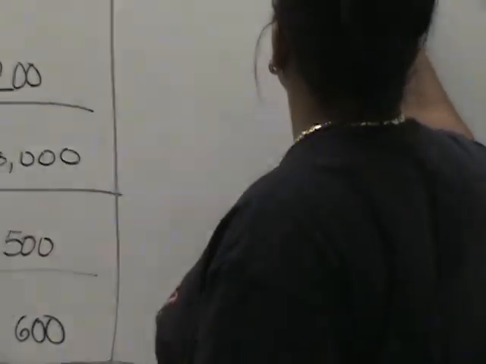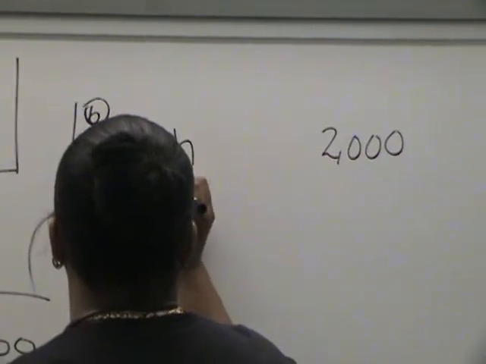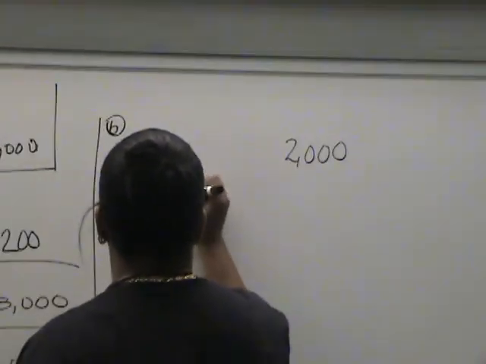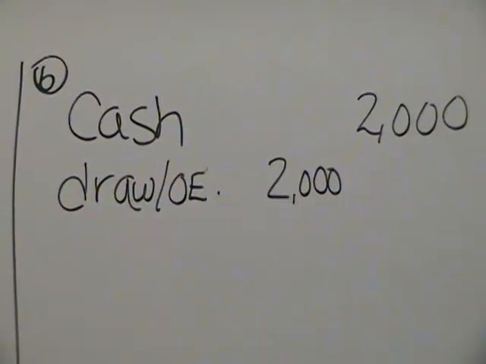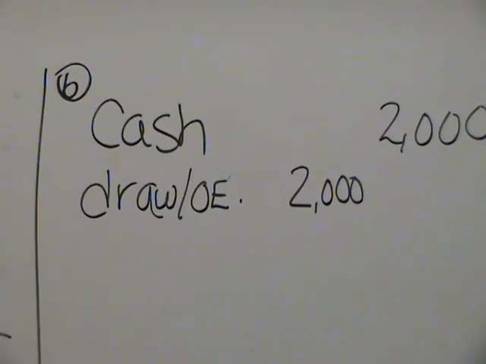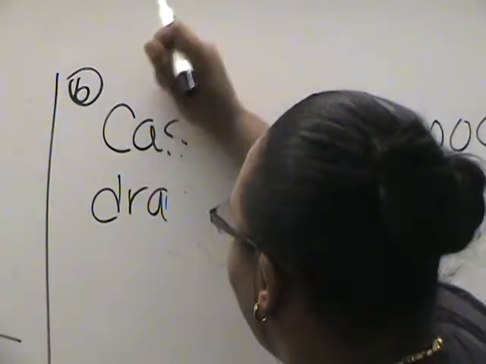Credit cash, 2,000. And debit owner's equity, and we don't care if credits come first. Your teacher will take a point off. Okay, all right, that's entry 6, and we're ready for our next entry. Well, usually, just leave it like that. Leave it like that now.